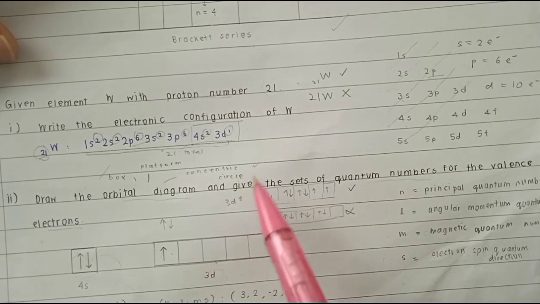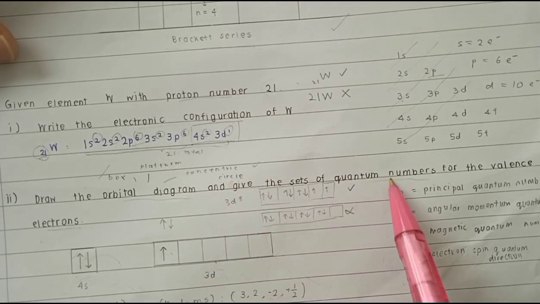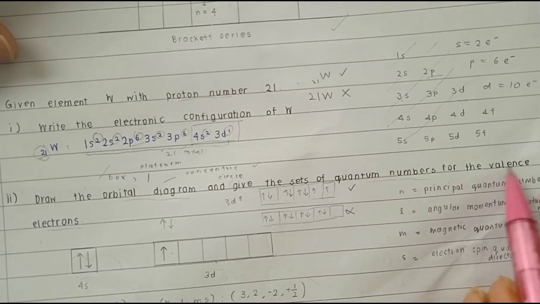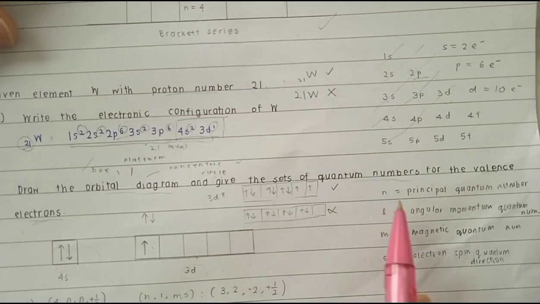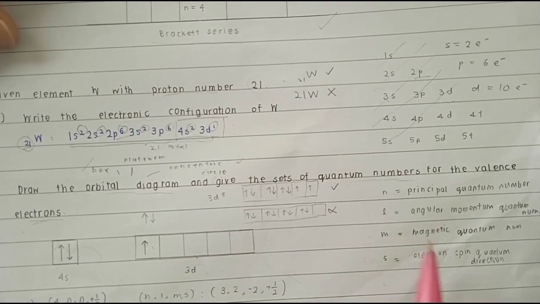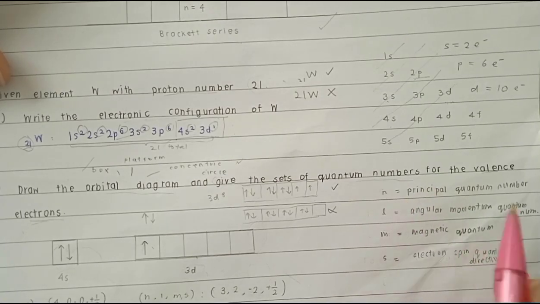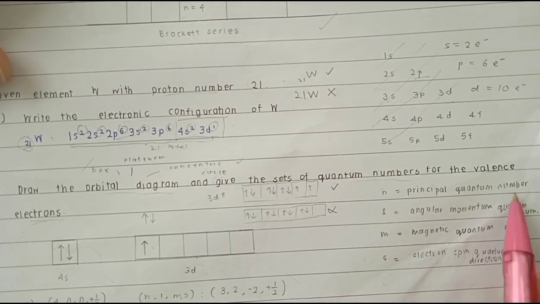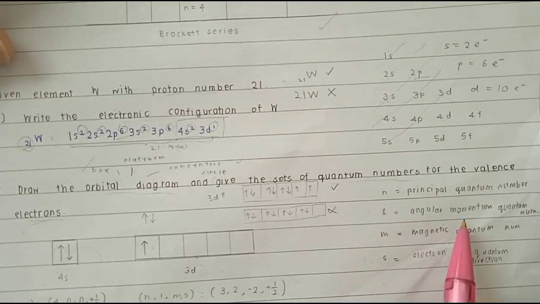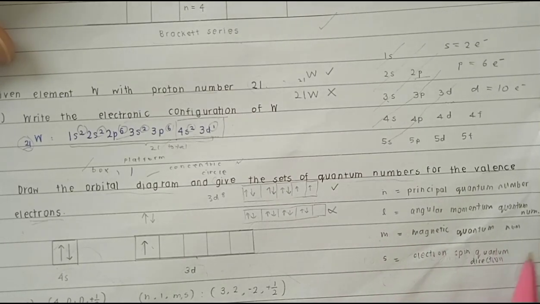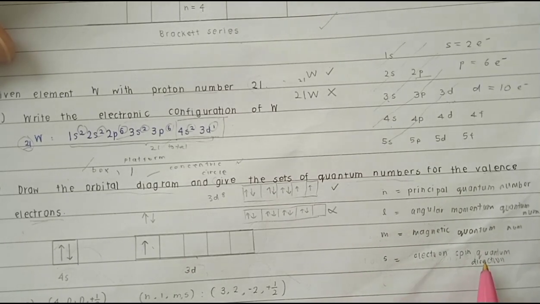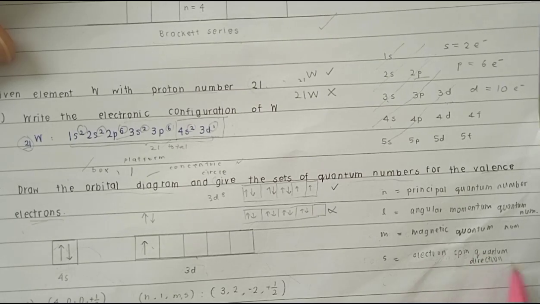And then the question wants us to give the sets of quantum numbers for the valence electron. Okay. So the set of quantum numbers is n, l, m, s. What does this mean? n is the principal quantum number. l is the angular momentum quantum number. m is the magnetic quantum number, and s is the electron spin quantum number.